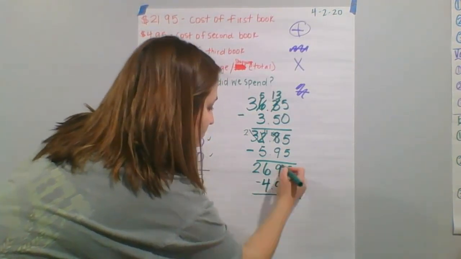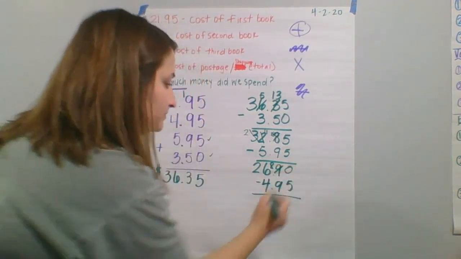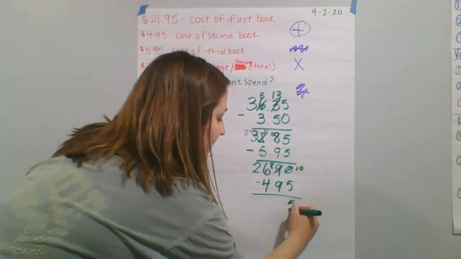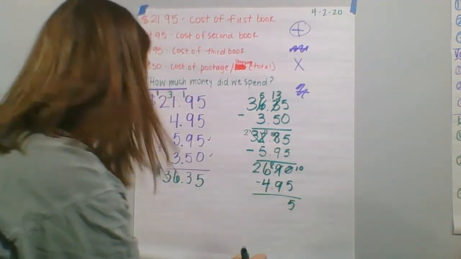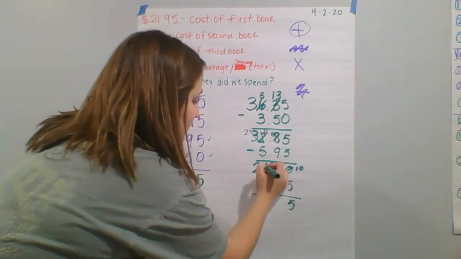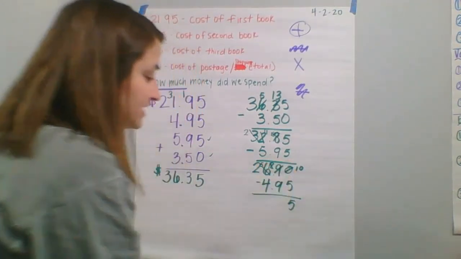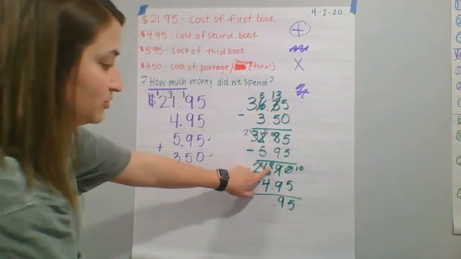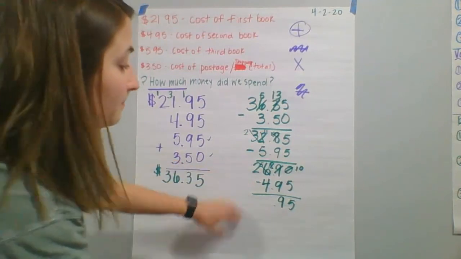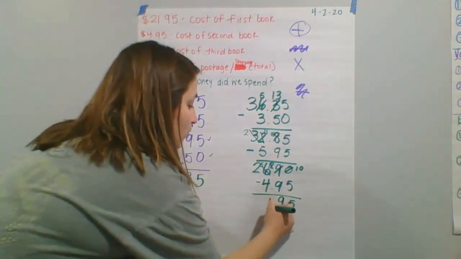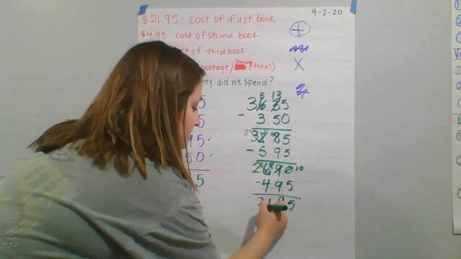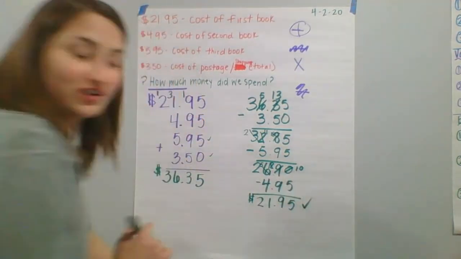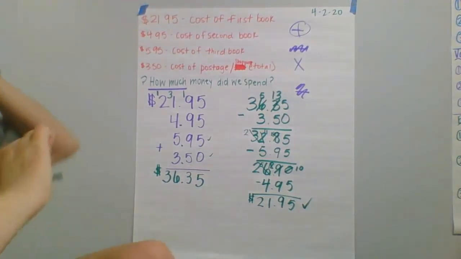$4.95. This becomes an 8, a 10. 10 minus 5 is 5. Can't do 8 minus 9. This becomes a 5, this becomes 18. 18 minus 9 is 9. Bring down your decimal, because remember our decimals are lined up. 5 minus 4 is 1. 2 minus nothing is 2. So if you notice, we are correct.